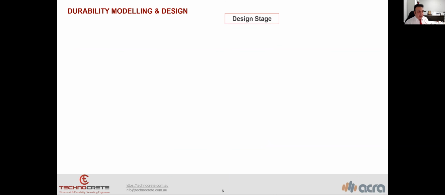For durability modeling and design, as I mentioned, we have to focus on the design stage. Let's say a design service life of 100 to 200 years. Then in this flow chart, you will see that we have to focus on the performance of the concrete structures and concrete itself, rather than going to the prescriptive criteria.